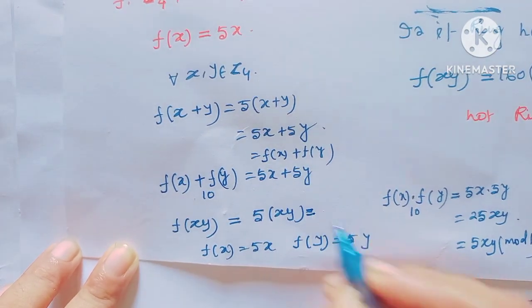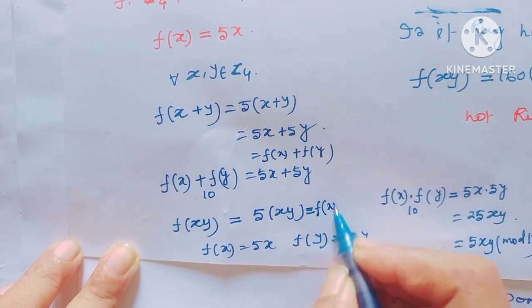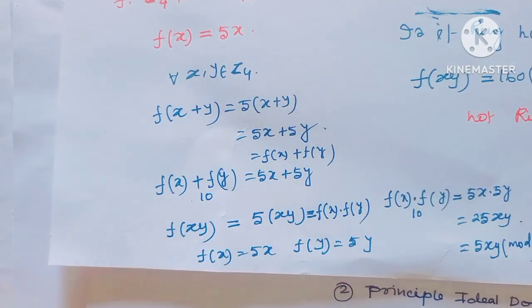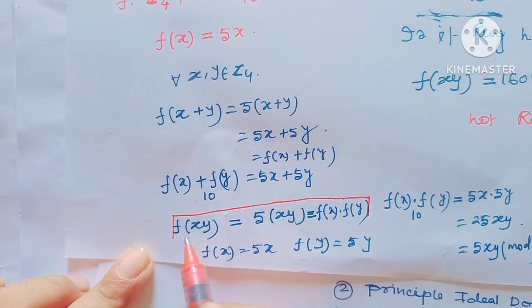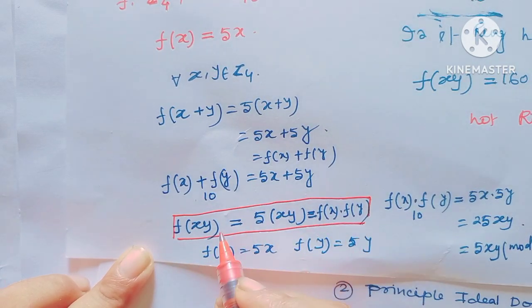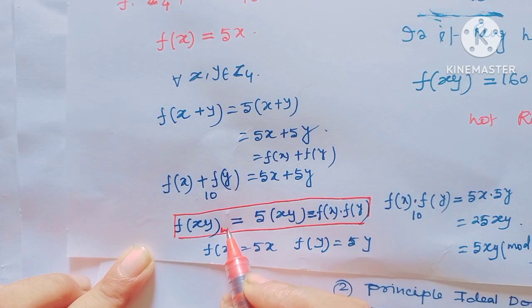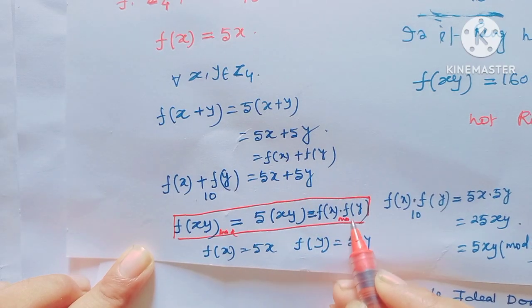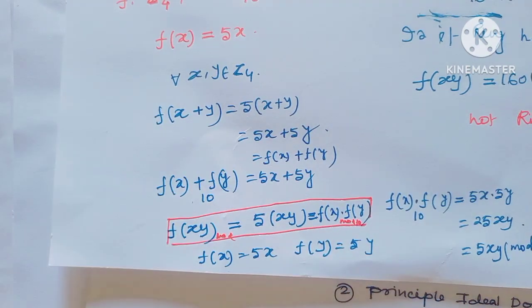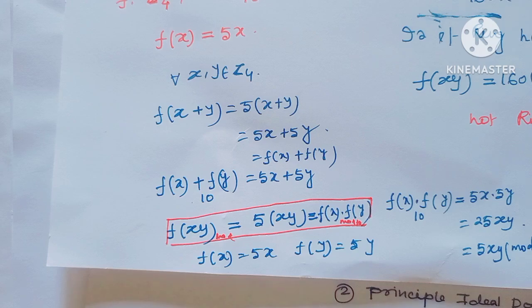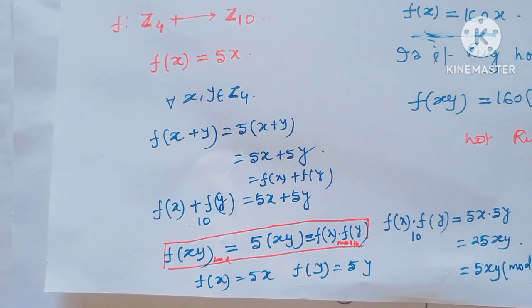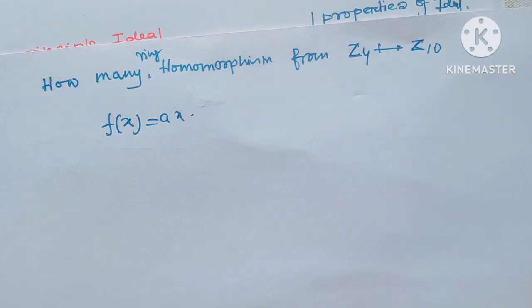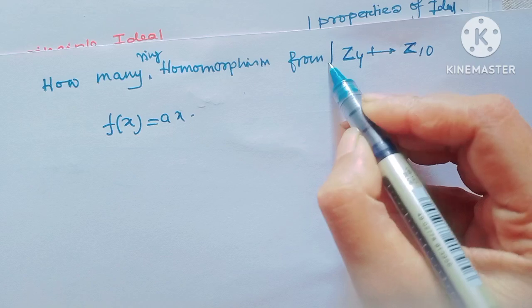So this is equal to f of x times f of y. Since f of xy satisfies f of x times f of y, this is satisfied in mod 4 and this is satisfied in mod 10. So this is the ring homomorphism. I hope all my viewers have understood clearly. Now I will see how many ring homomorphisms f are possible from Z4 to Z10.